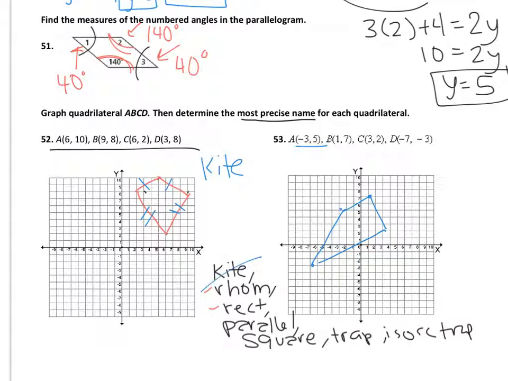So it's not a kite, it's not a rhombus, there's not 90-degree angles, it's not a parallelogram because these two sides are not parallel, it's not a square, it is a trapezoid because these two lines are parallel. It's not an isosceles trapezoid because these two segments would have to be congruent and they're not. So the answer is a trapezoid.